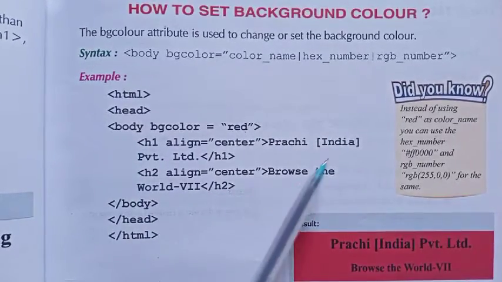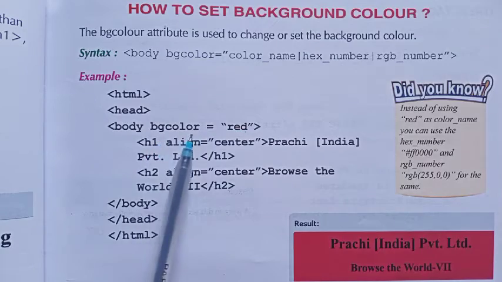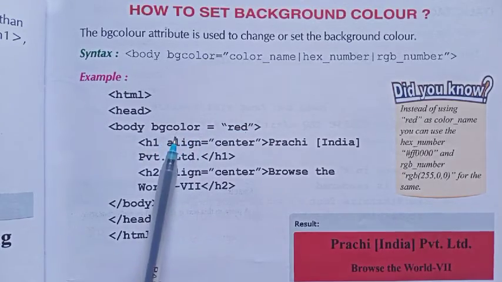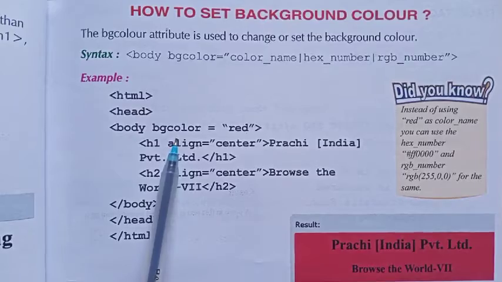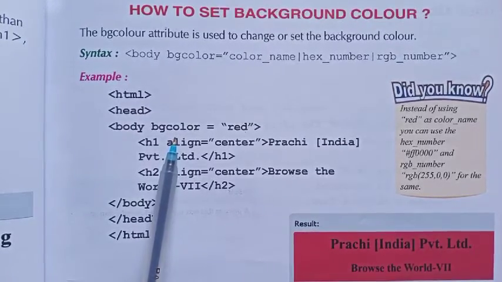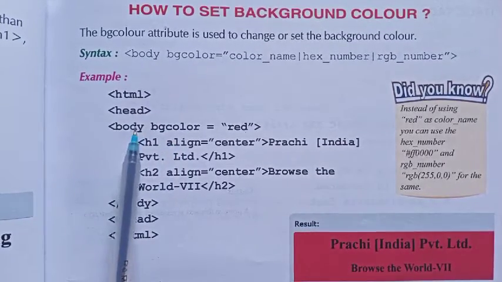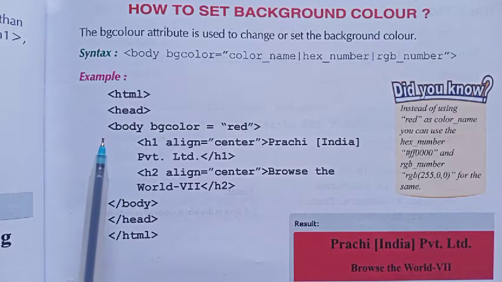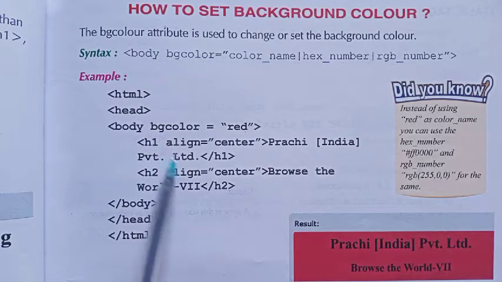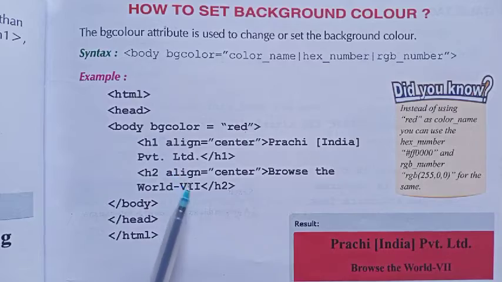See here, nowhere have we closed bgcolor. We have not closed bgcolor because bgcolor is not a tag. It is an attribute of the body tag, and attributes are never closed. So therefore there isn't any closing of the bgcolor. And you can see the result.